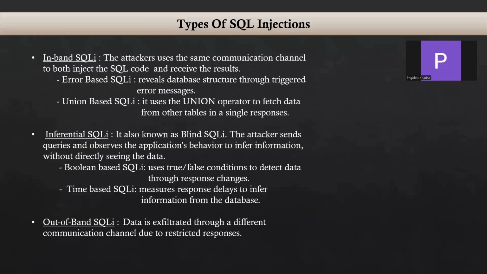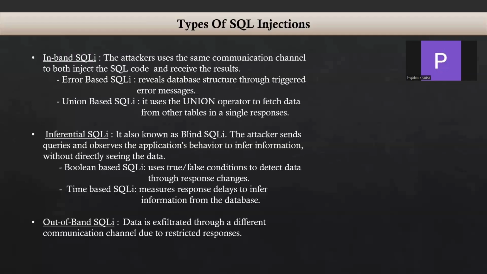There are also two main kinds here. First is Boolean based SQL injection. The attacker changes the input to get a true or false result. For example, if one version of the page loads and another doesn't, they can guess the data bit by bit. And second is time based SQL injection. The attacker makes the database delay its response. If the page takes longer, then we know the condition is true.